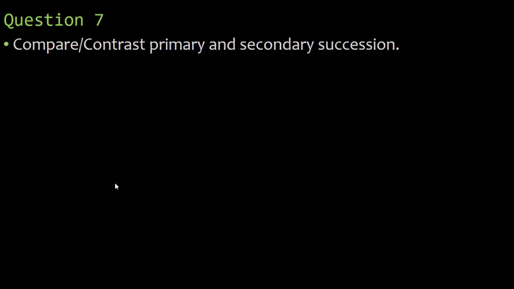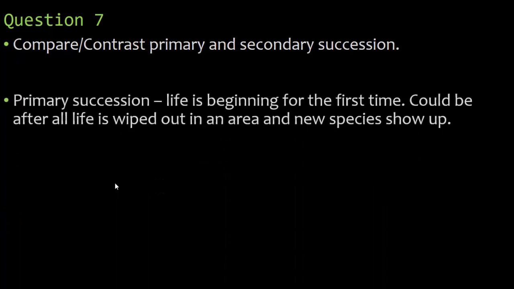All right, number 7, compare and contrast primary and secondary succession. Scientists have done us a huge favor here by using the word primary and secondary. So primary succession is life beginning for the first time in an area. Now, this could be after all life is wiped out in an area and new species show up, and we call those pioneer species. If we have a giant lava flow that eliminates all life that was previously there, it is not going to be able to bounce back. So life is starting there for the first time and new species are coming in.